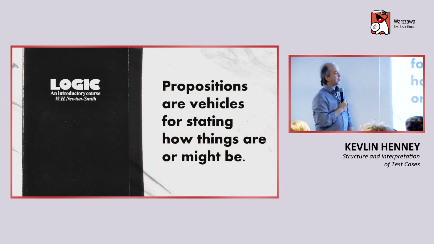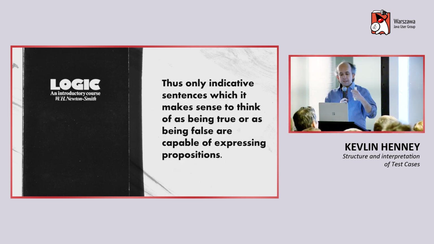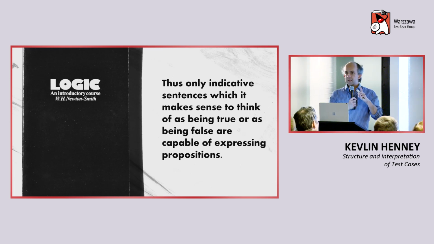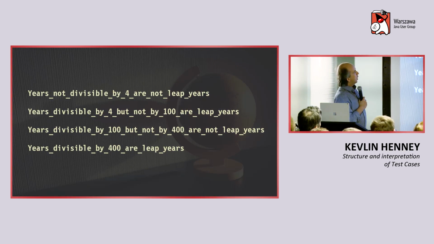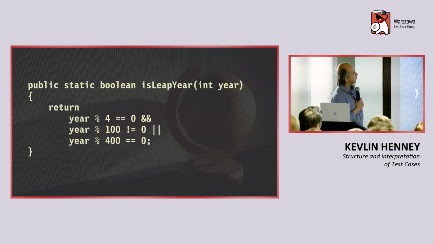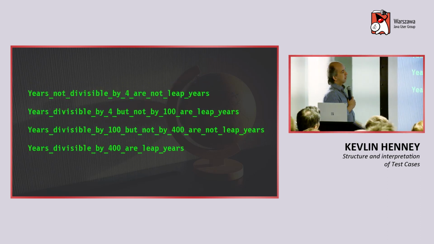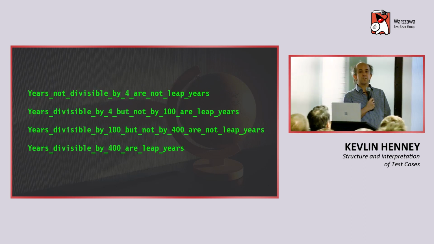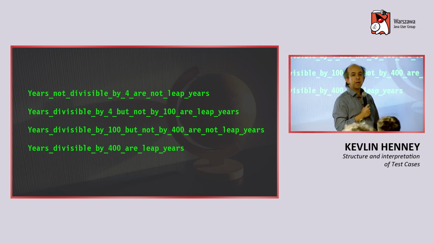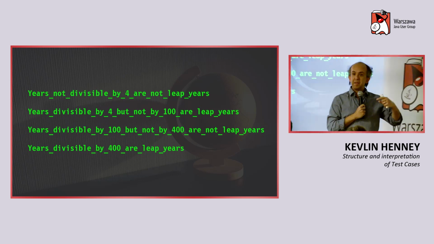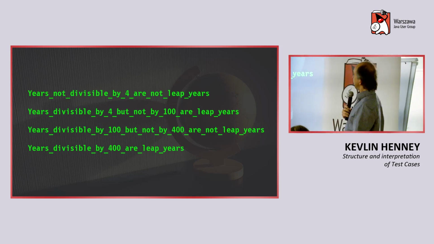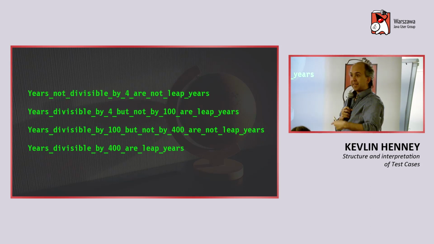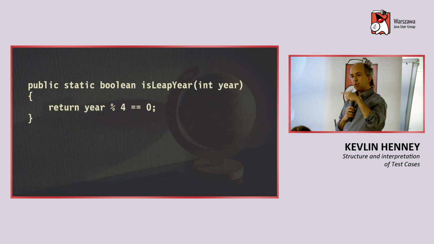Propositions are vehicles for stating how things are or might be. Only indicative sentences, which it makes sense to think of as being true or as being false, are capable of expressing propositions. This has a rather interesting property. Here's the test names. Here is an implementation. The tests pass. What is interesting here is that everything in green is a property of your code that we have, to some level, increased our confidence in. It's like, yeah, okay. This is a statement of the capabilities. Right, I'm going to replace the Gregorian rule with the Julian rule, the Julian calendar.